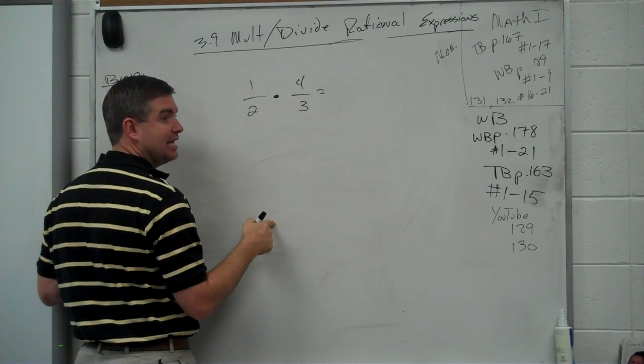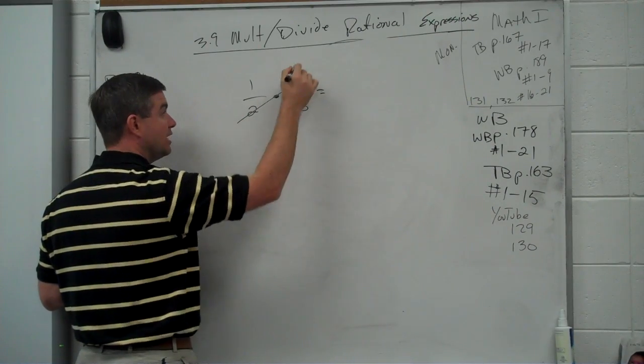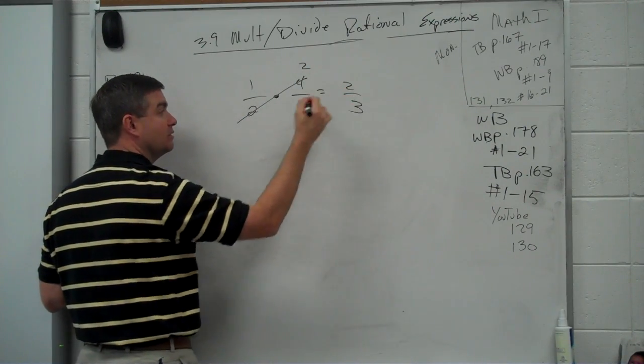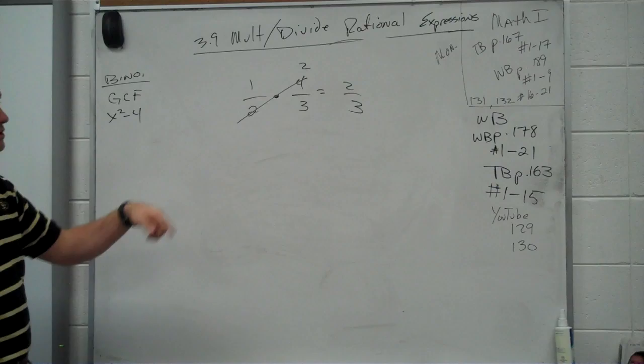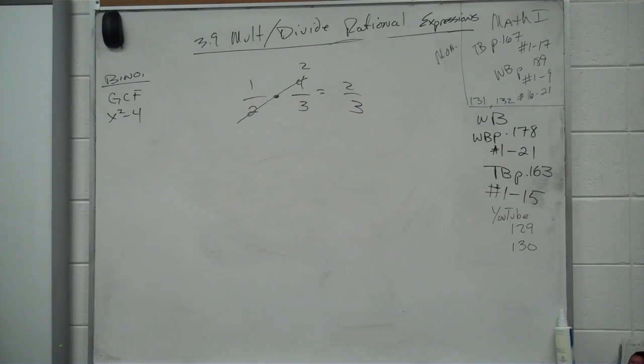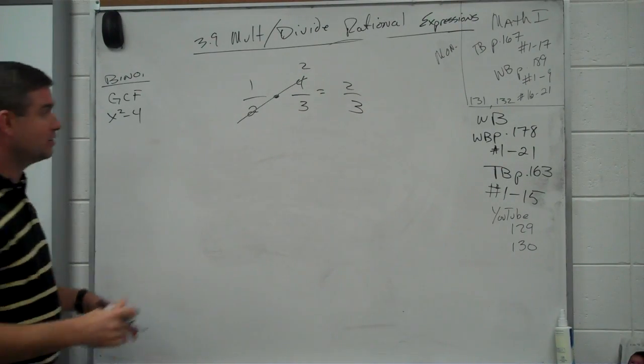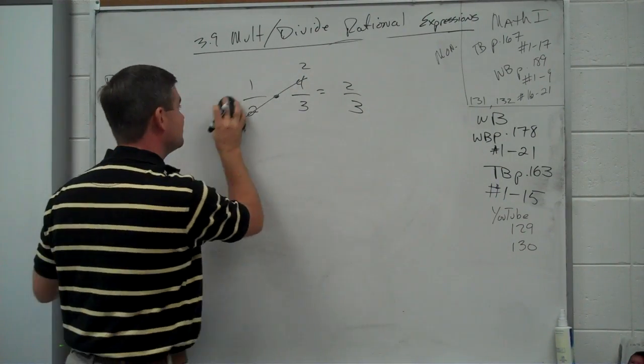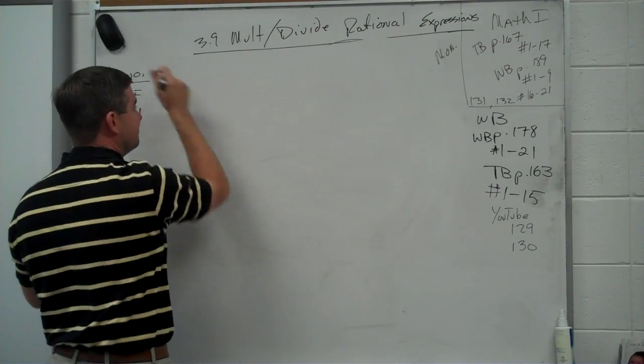So now, does anything cancel? Yes. The 4 and the 2 cancel, you get a 2 on the top, and your answer is 2/3. 1 times 2 is 2, 1 times 3 is 3. Keep it, change it, flip it. So now we're going to do problems with rational expressions where you have to keep it, change it, flip it.